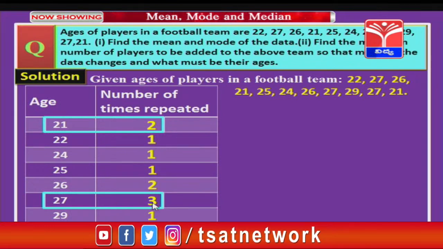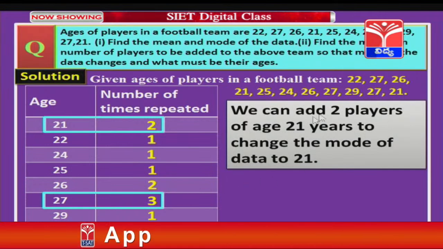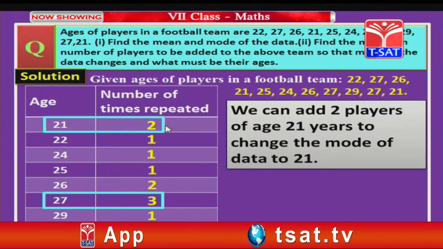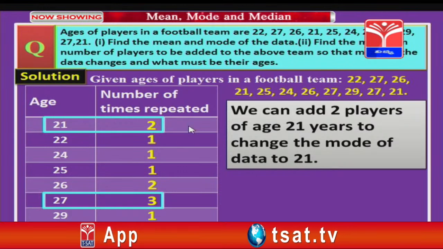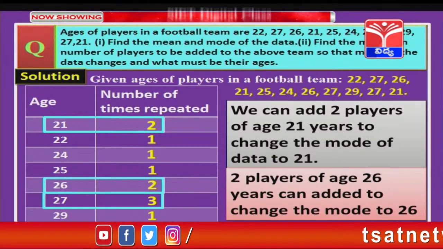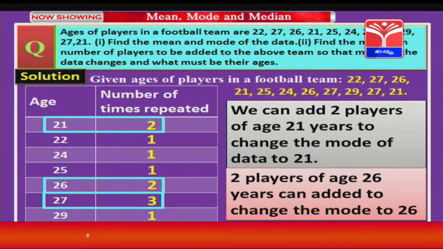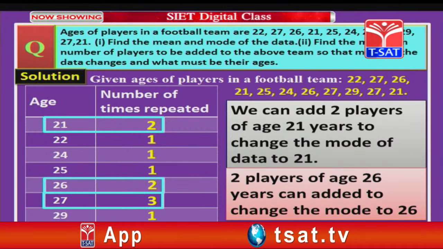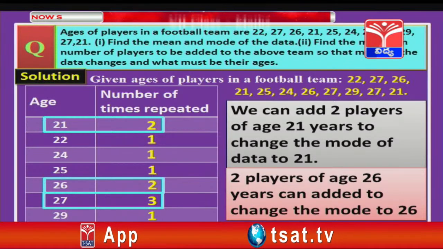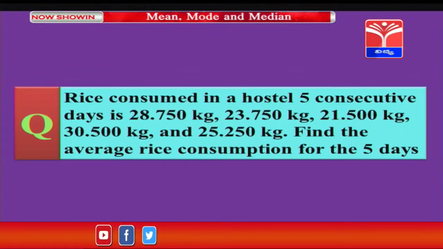I should add 2 players of age 21. So, when I add 2 players of age 21, here it will become 4. So, mode will become 21 years. So, mode has changed. But children, notice that if you add 2 players of age 26, the mode will change to 26 instead of 27. So, we can add either 2 players of 21 years or even 2 players of 26 years to change the mode. Okay, children. So, let us move on to our next problem.